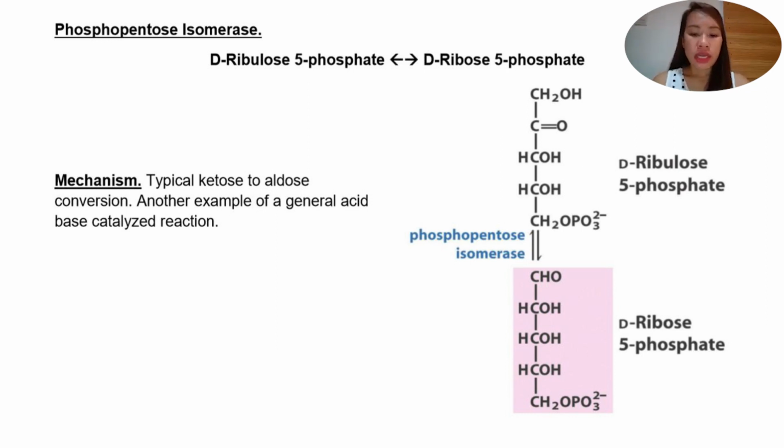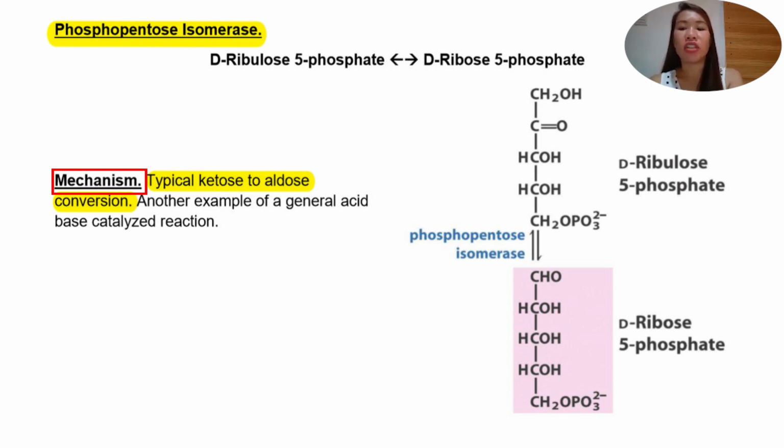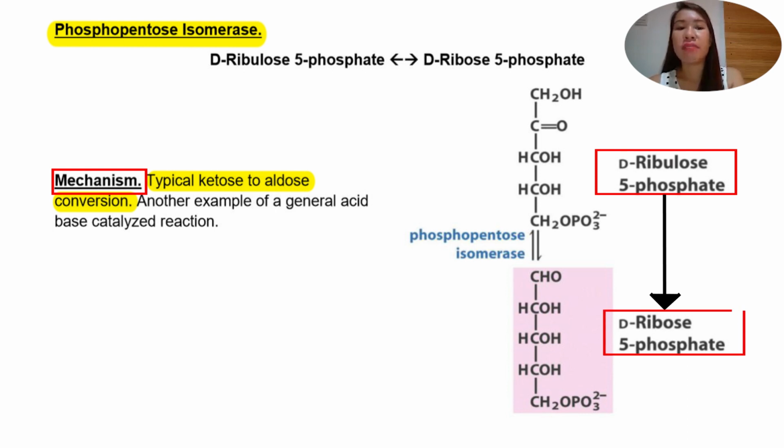Okay, now here, in this portion, we are going to discuss the enzyme Phosphopentose Isomerase. So here, the typical ketose to aldose conversion is seen. So this is another example of general acid-base catalyzed reaction wherein D-ribulose 5-phosphate is converted into D-ribose 5-phosphate by the enzyme Phosphopentose Isomerase. Okay? So here we see the production of D-ribose 5-phosphate.